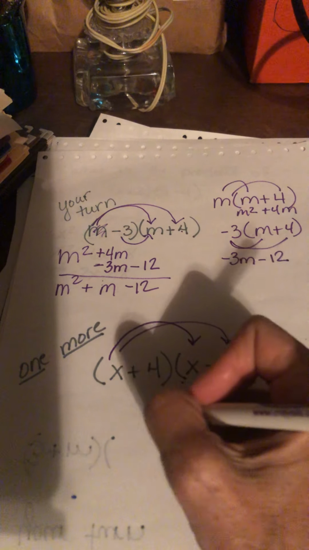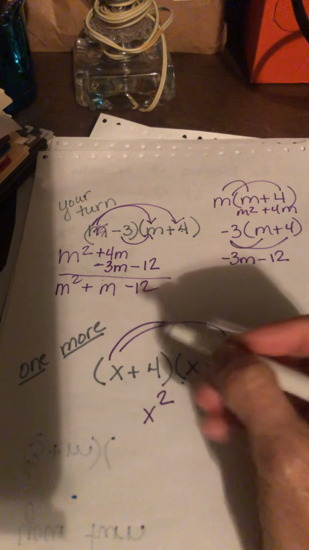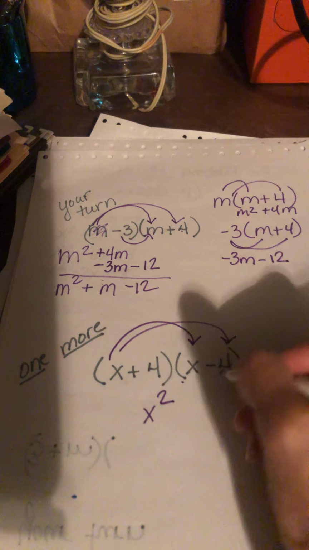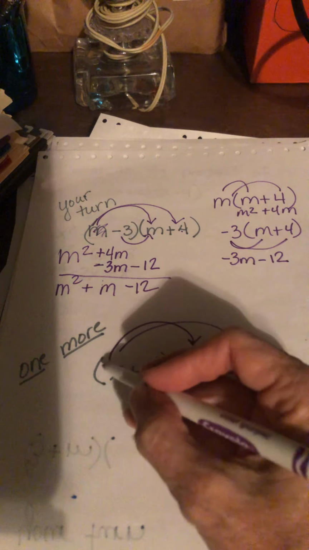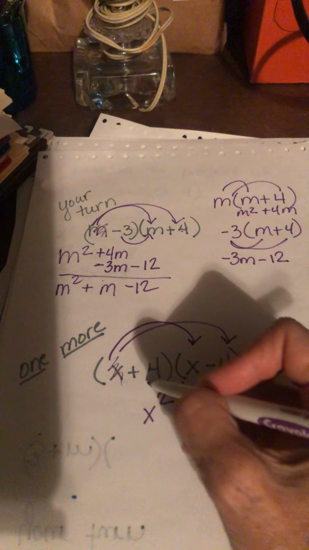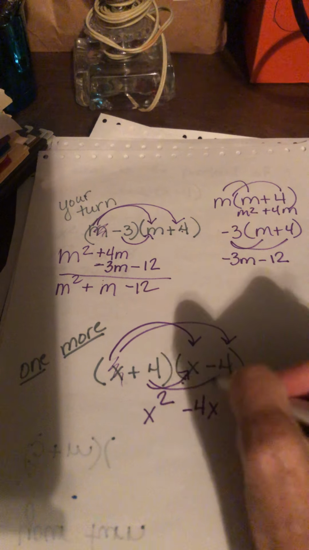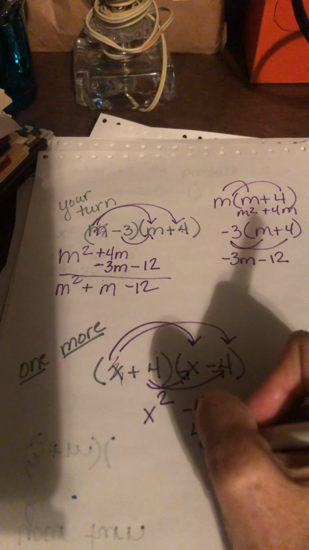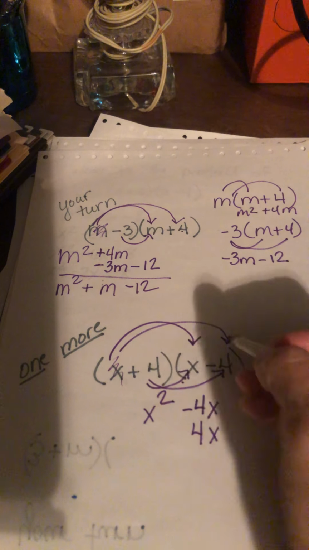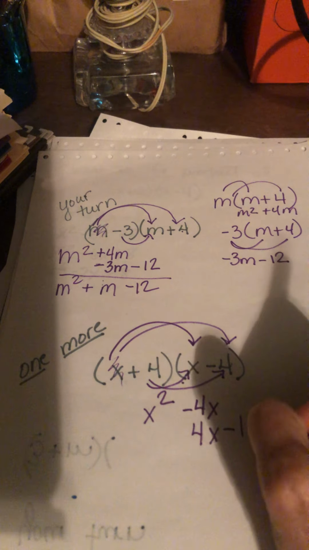So x times x is x squared. X times negative 4 is negative 4x. Done with the x, and so now the 4 multiplies here and the 4 multiplies here. So 4 times x is 4x, and 4 times negative 4 is negative 16.